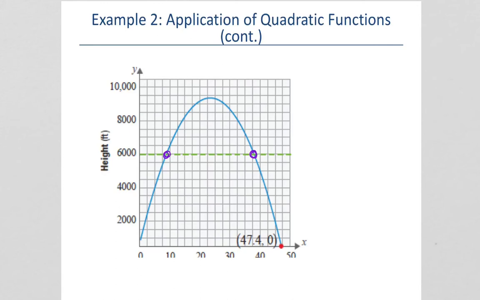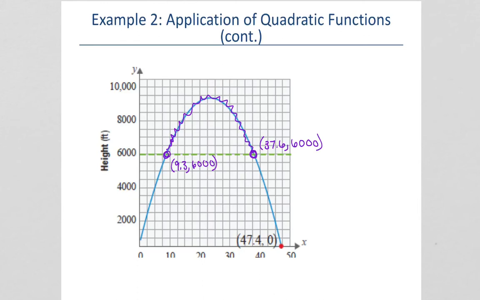So the projectile is above 6,000 feet from there to there. Okay? Well, we can use Desmos to help us find out where those points are. And so this point is 9.3, 6,000. And this point is 37.6, 6,000.